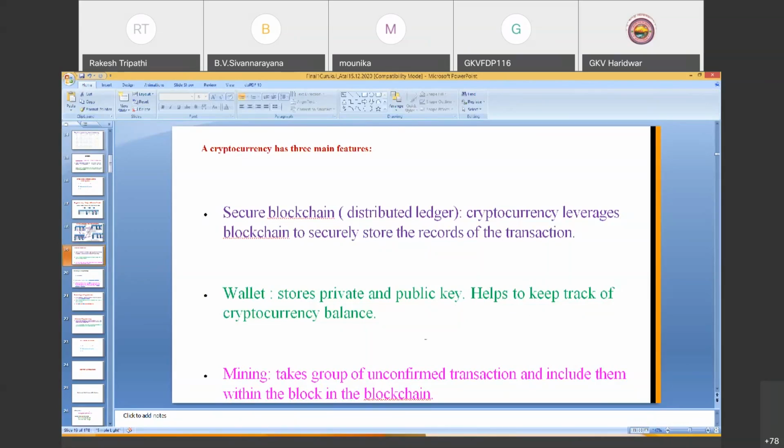Mining takes a group of unconfirmed transactions and includes them within a block in the blockchain. So what miners do is, from their transaction pool, they pick a set of transactions, make a block, and append it to the blockchain. We'll see what all these things are.